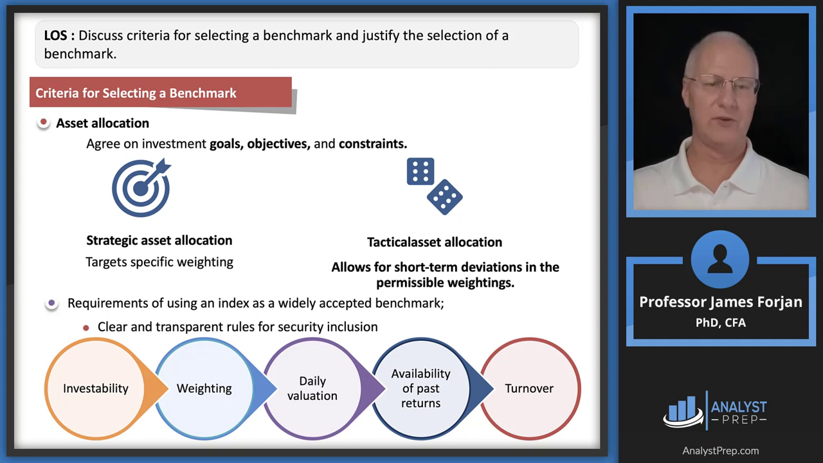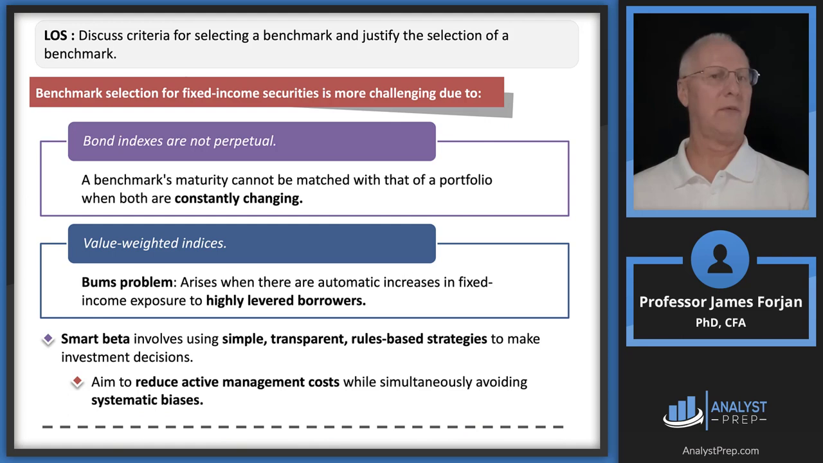Boy, we did this before, right? The benchmark has to be investable. We need to worry about the weights. We need to know if it's equal weighted or market weighted or some other crazy weighting scheme. We probably need to make sure we can value all these things on a daily basis. We need to look at history. We need to worry about turnover. Let's say we talked about this before. Bond indexes are not perpetual because the bonds mature.